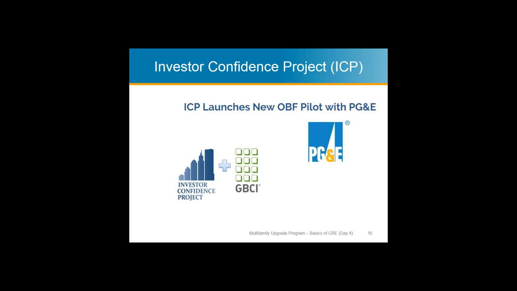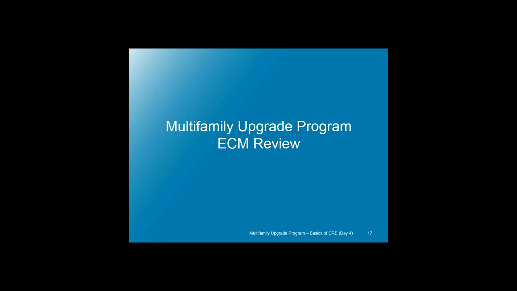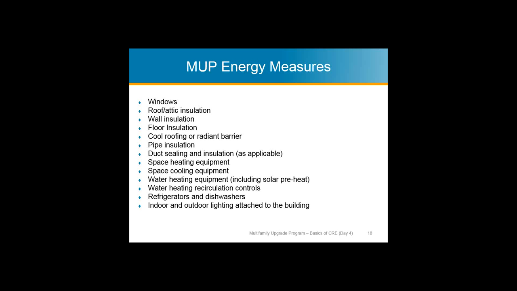So with that said, I'm going to move on to the last phase of the course, and that's the Multifamily Upgrade Program: effects of the ECMs on asset management decision making. A lot of this we've alluded to throughout the course. So in a grand sense, this is a bit of a review, saying something that we've been saying previously in a slightly different way. So these are the 13 primary measures that the MUP program is looking at.